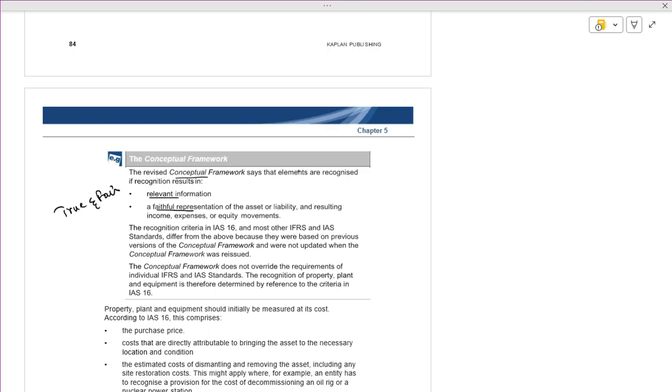The recognition of IAS 16 and most IFRS standards differ from the above because they are based on the previous version. Definitely, there have been many changes. The conceptual framework does not override the requirements of IFRS and IAS. The recognition of property, plant and equipment is therefore determined with reference to IAS 16 only.